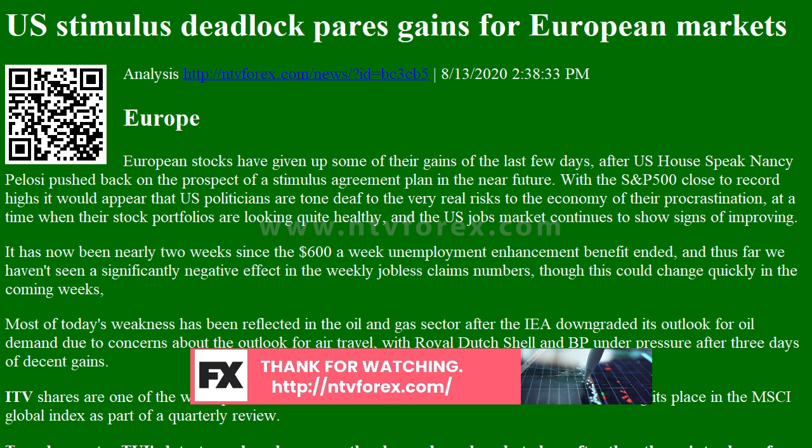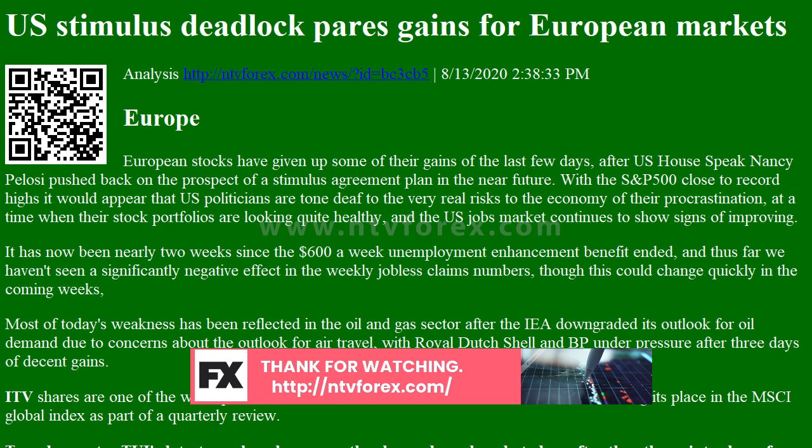The worst performer is the New Zealand dollar after the government there reimposed lockdown restrictions in Auckland, after an outbreak of coronavirus cases. Commodities: oil prices are under a little pressure after the IEA downgraded its outlook for oil demand due to concerns about the outlook for air travel.